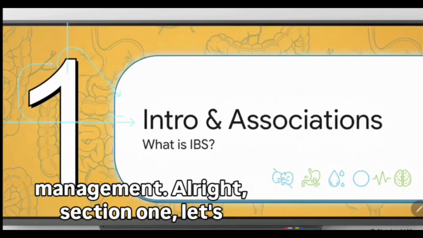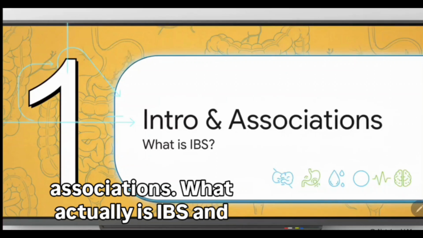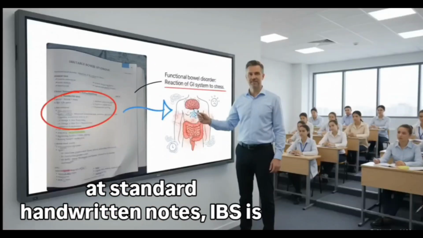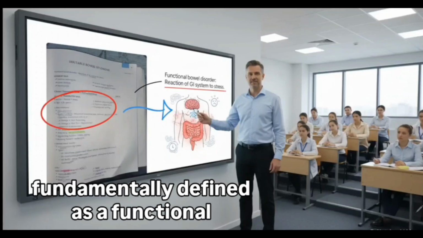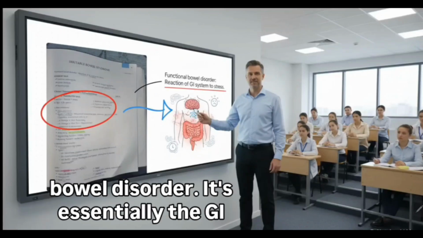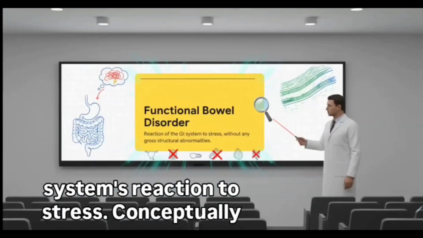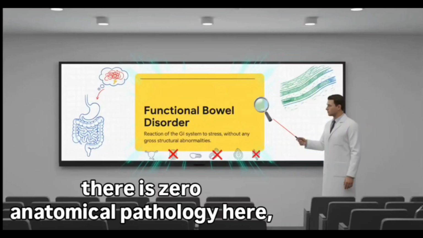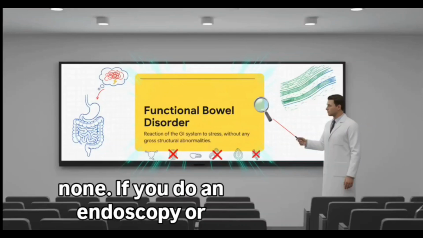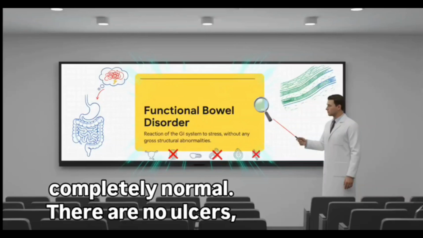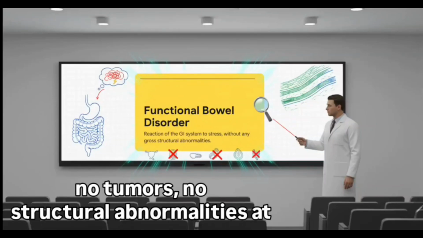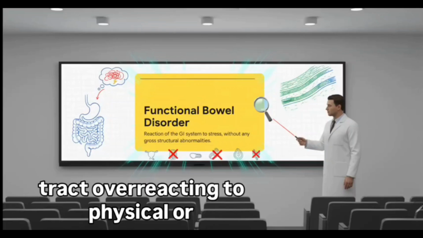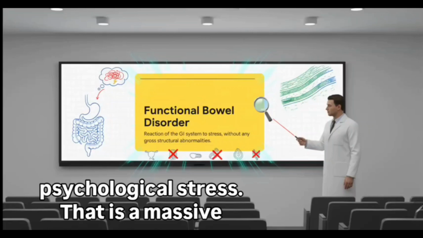All right, section 1, let's look at the introduction and associations. What actually is IBS, and honestly, what is it not? If you look at standard handwritten notes, IBS is fundamentally defined as a functional bowel disorder. It's essentially the GI system's reaction to stress. Conceptually speaking, you absolutely must remember there is zero anatomical pathology here. None. If you do an endoscopy or colonoscopy, the mucosa is going to look completely normal. There are no ulcers, no tumors, no structural abnormalities at all. It's simply the gastrointestinal tract overreacting to physical or psychological stress. That is a massive takeaway for your exams.